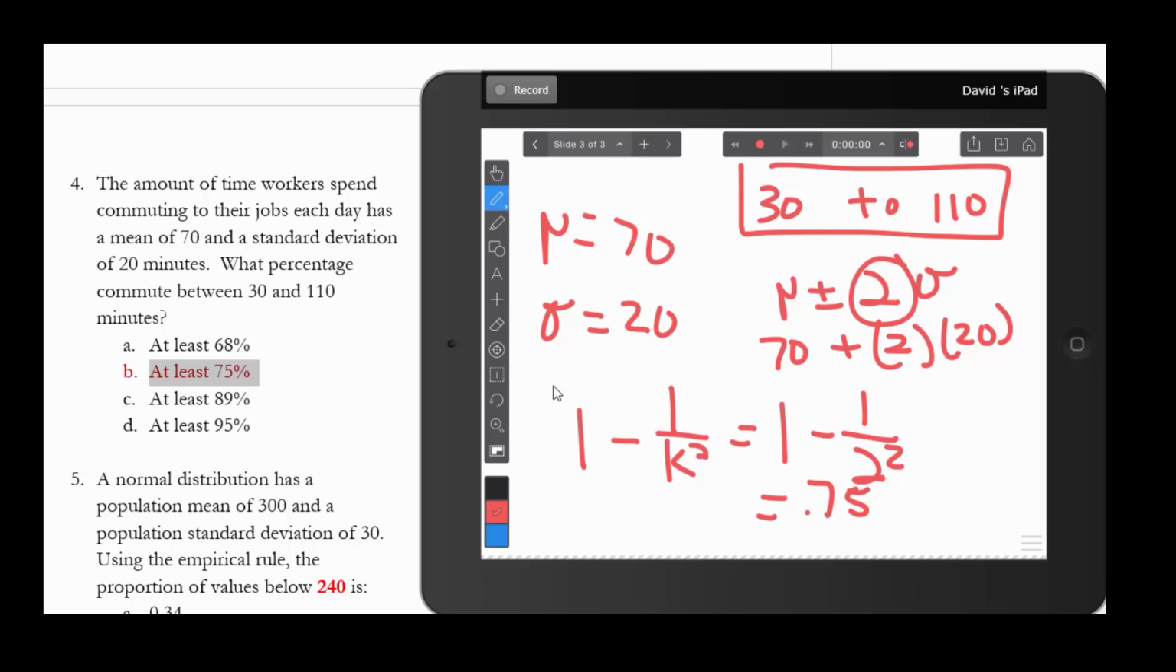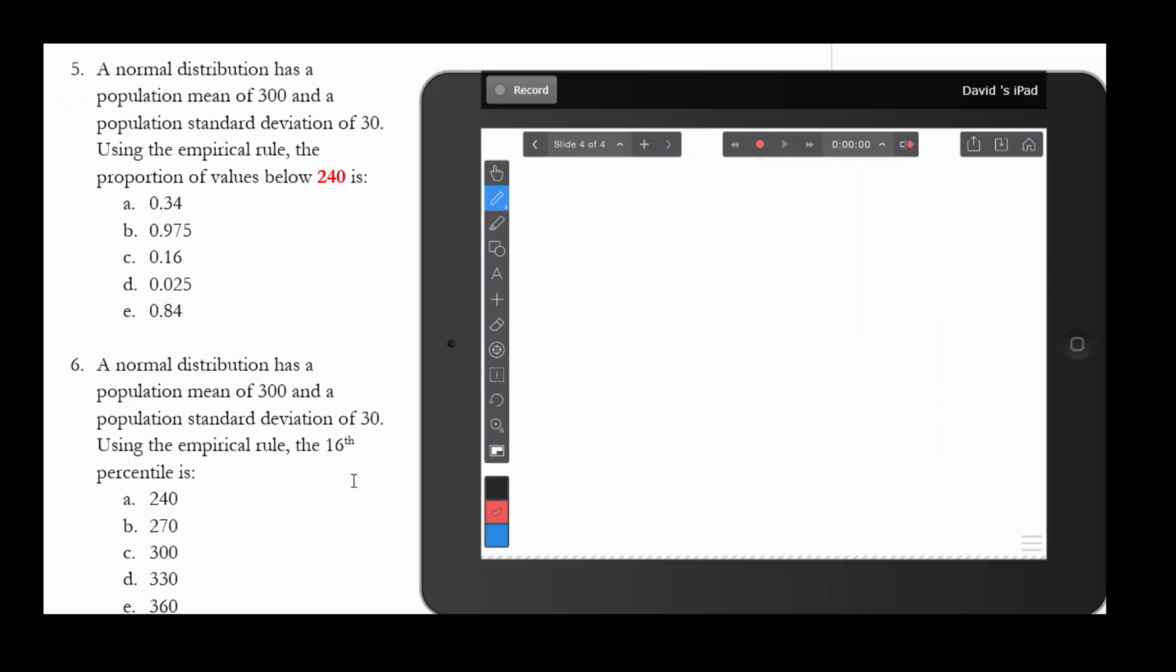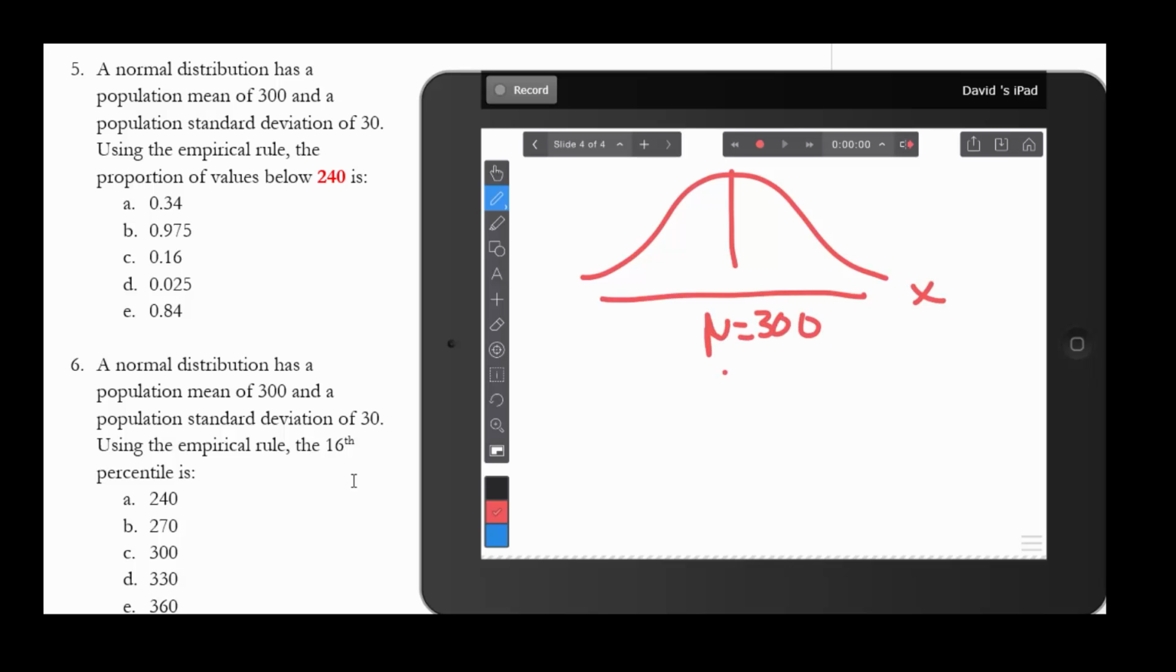Okay, so on the next problem, number 5, we have a normal population, and we're given a population mean of 300 and a population standard deviation of 30, and we want to find the proportion of values below 240, so we're looking for that. And this distance, 300 to 240, is really minus 2. It just means you are 2 standard deviations below the mean.